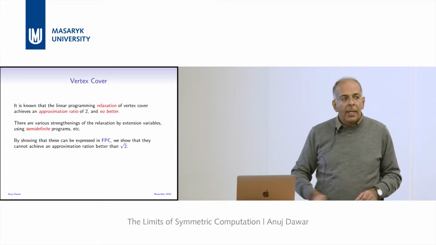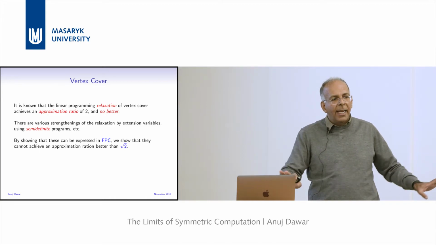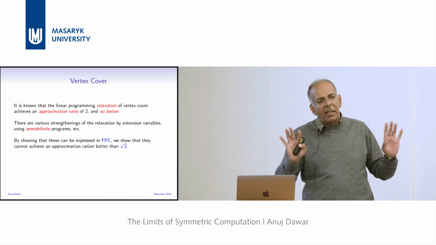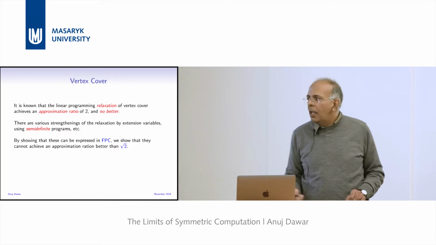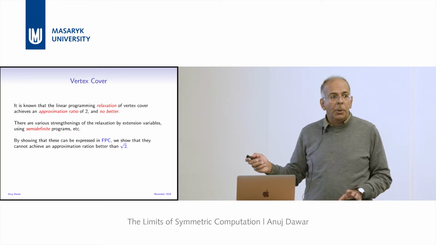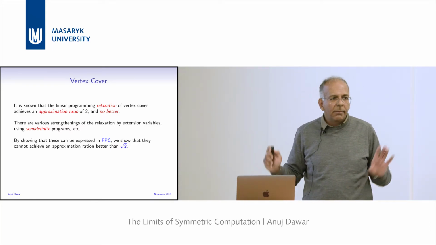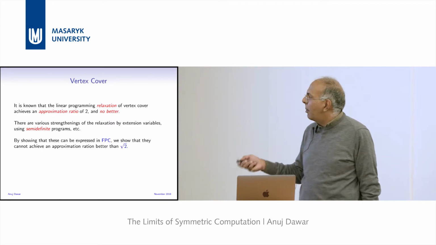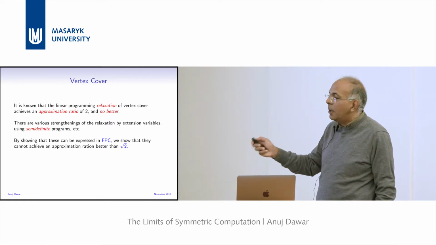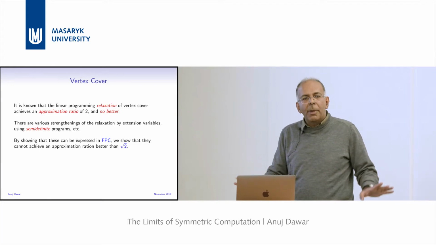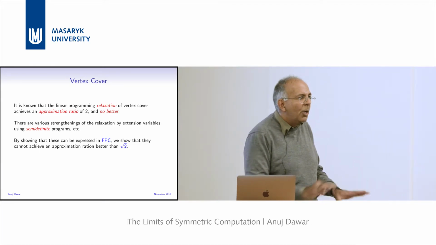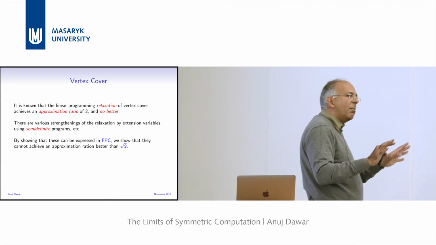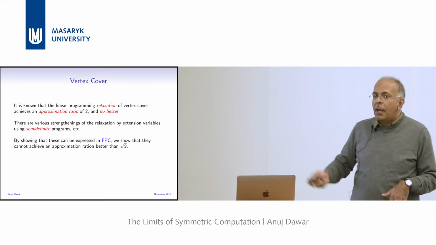We've been able to prove that any symmetric algorithm, anything in FPC, cannot achieve approximation better than square root of 2. We think this can probably be improved to 2, but we don't know how to do this at the moment. I mean, we conjecture this can be improved to 2. But certainly, in particular, no symmetric algorithm can solve it exactly. No symmetric algorithm can give you an approximation better than about 1.4.